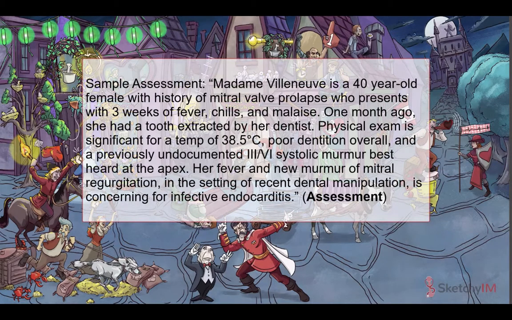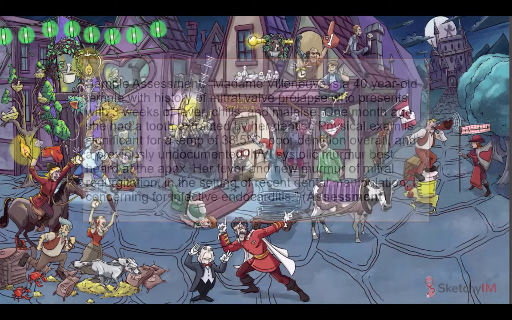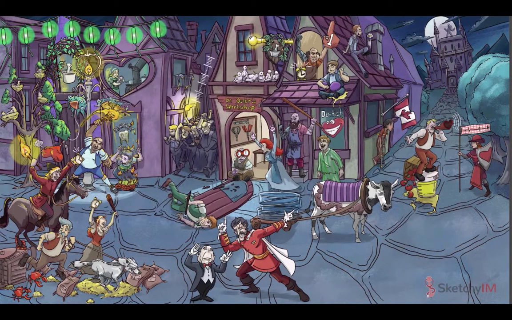Madame Villeneuve is a 40-year-old female with a history of mitral valve prolapse who presents with 3 weeks of fever, chills, and malaise. 1 month ago, she had a tooth extracted by her dentist. Physical exam is significant for a temp of 38.5 degrees Celsius, poor dentition overall, and a previously undocumented 3 out of 6 systolic murmur best heard at the apex. Her fever and new murmur of mitral regurgitation in the setting of recent dental manipulation is concerning for infective endocarditis. Great, what now? Said every attending ever.